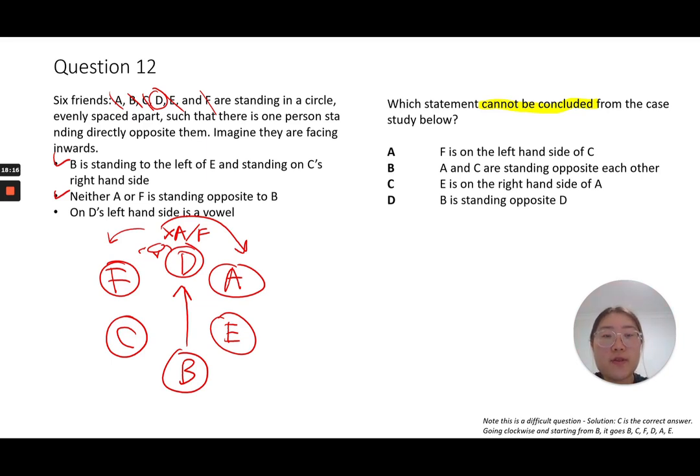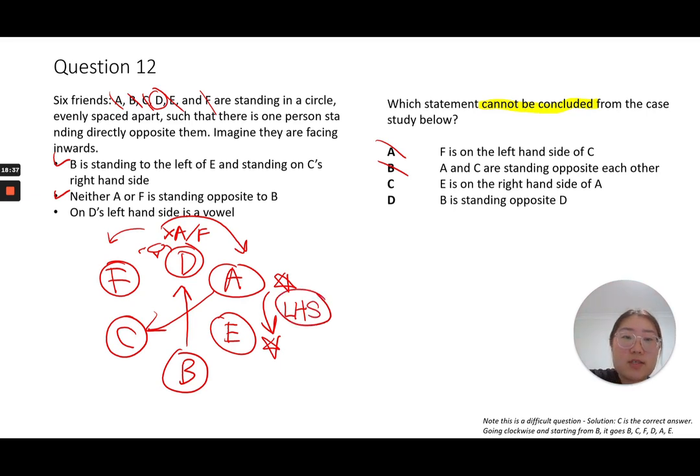So A, F is on the left-hand side of C. F, left-hand side of C, correct, so A is out. B, A and C are standing opposing each other. Yes, they are, so B is out. E is on the right-hand side of A. E is here, A is here. So in relation to A, E is on the left-hand side. And this one says right-hand side. So actually C is the answer because it cannot be concluded.